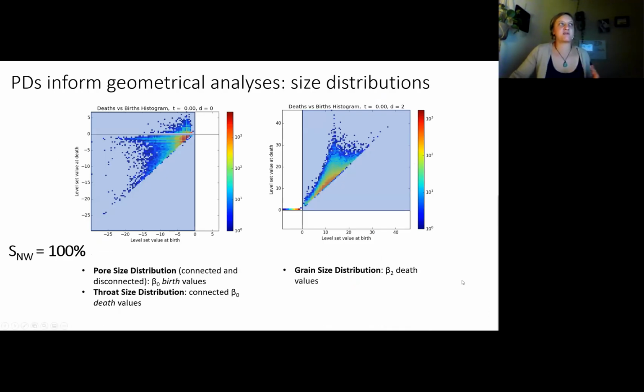Okay, so just to emphasize this a bit more, what we can get from these are traditional size distributions. So for example, we get the pore size distribution by looking at the Betti zero birth values. We get the throat size distribution by looking at the Betti zero death values. And we can also get a grain size distribution by looking at the Betti 2 death values.